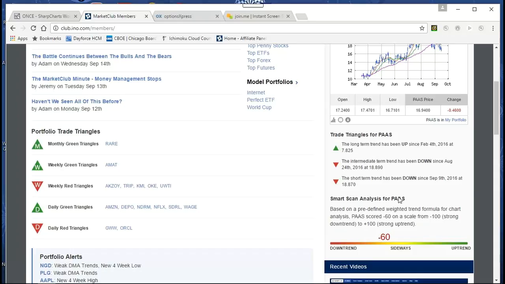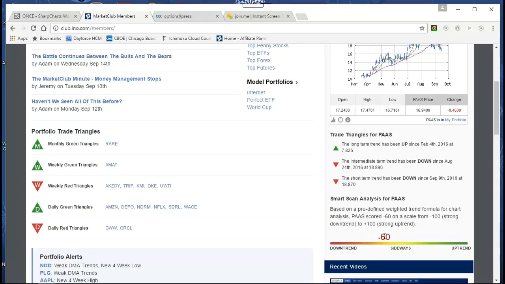Down here at the bottom where it says Smart Scan Analysis for PAAS, based on the predefined weighted trend formula for the chart analysis, PAAS scored a negative 60 on a scale from negative 100, which means it's in a strong downtrend, to a positive 100. Positive 100 means a strong uptrend. So when you have anything that's a negative, that's telling you that the stock is in a downtrend. It goes from negative 60 all the way to negative 100. Negative 100 means that's the strongest trend of a downtrend.